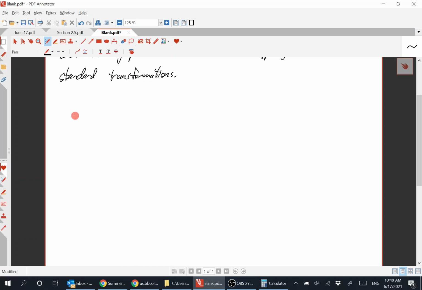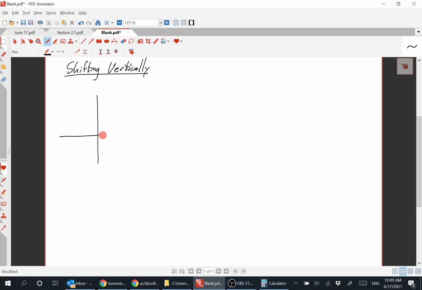So the first one is about shifting vertically. Shifting a function vertically. By that we mean the following. So here is a function, the standard parabola, but I mean whatever function you might have. Let's just start out with the parabola because it's a fun example.